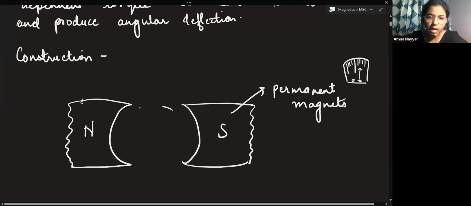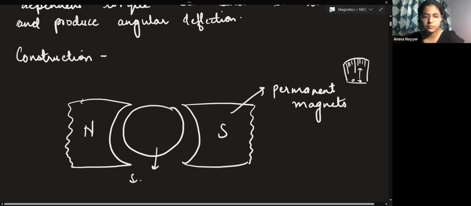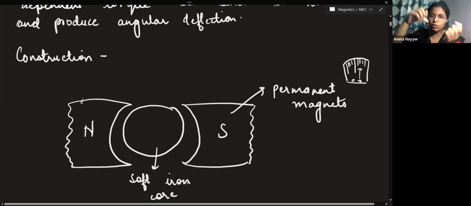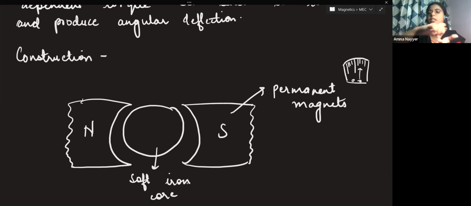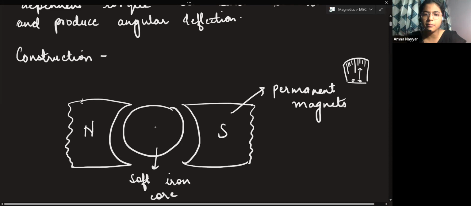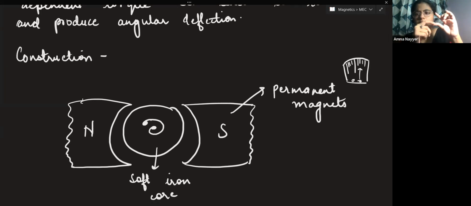Now, a soft iron core is kept between them. This is a soft iron core. Now, at the center of the soft iron core, a spring gets embedded. The spring will have two ends. A short spring, one end has got embedded in this soft iron core.